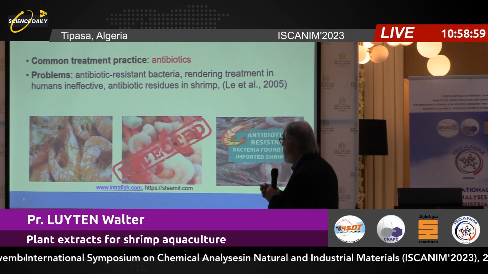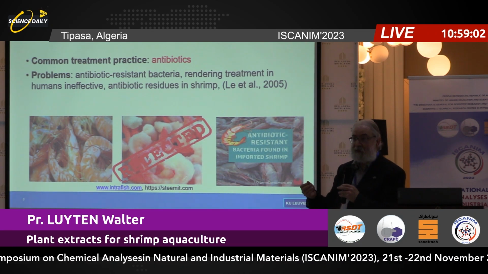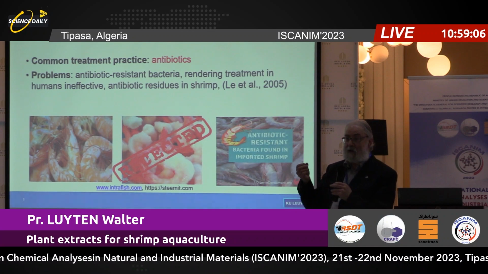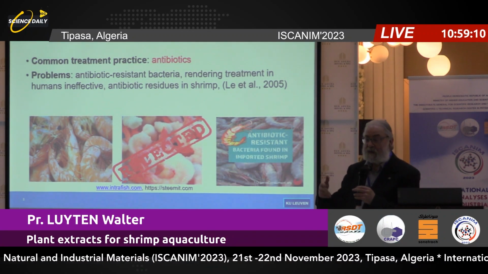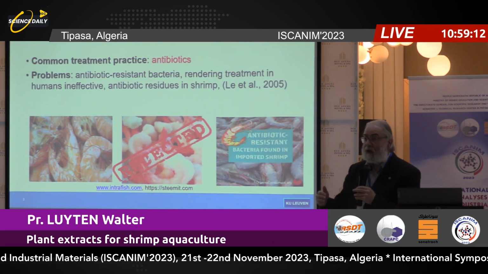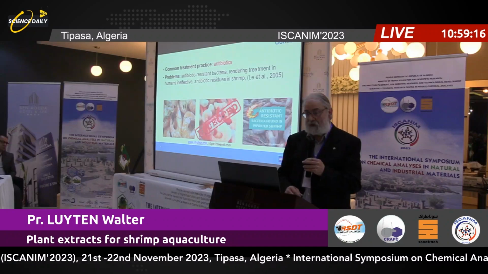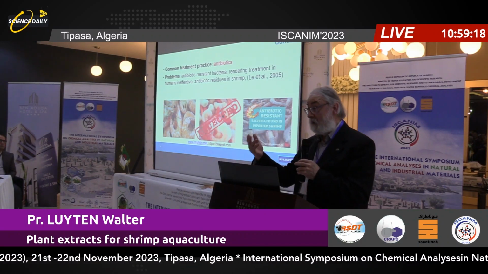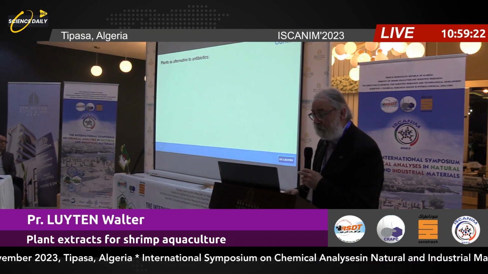That's why if you try to sell shrimp, they're tested for the presence of antibiotics. If residues of antibiotics are found, at least when they're sold in Europe or the United States, they are just thrown out. They are not fit for human consumption. This is, of course, a big economic loss for the shrimp farmers. So they're looking for alternatives.